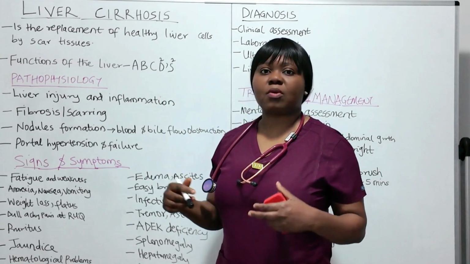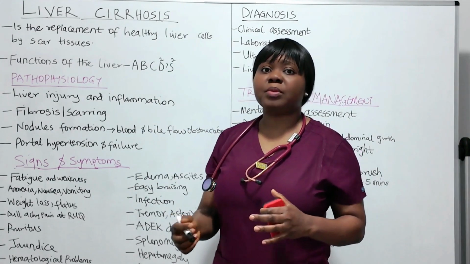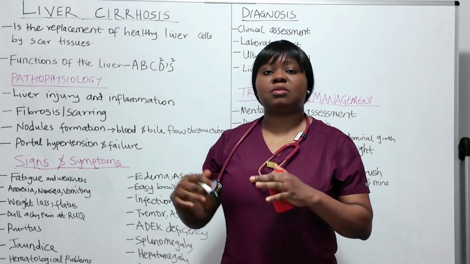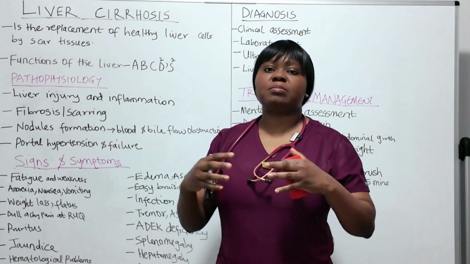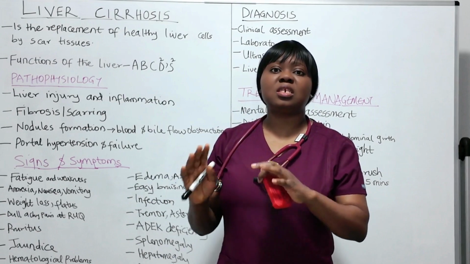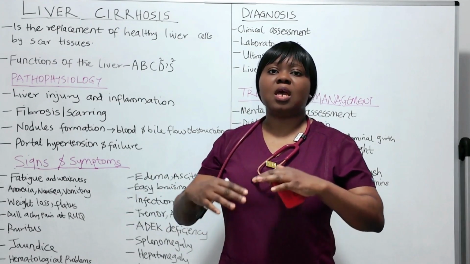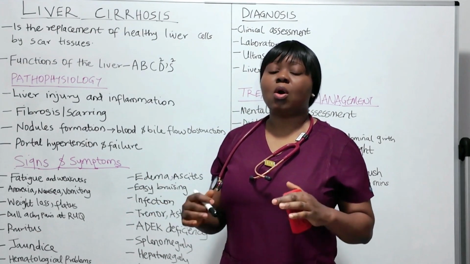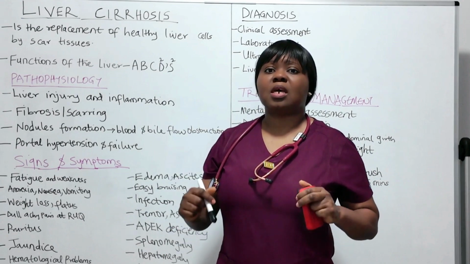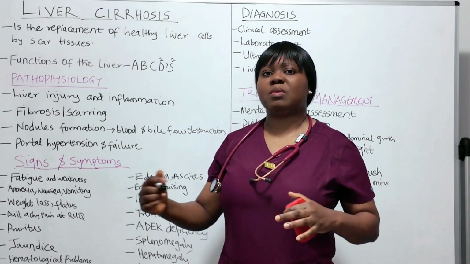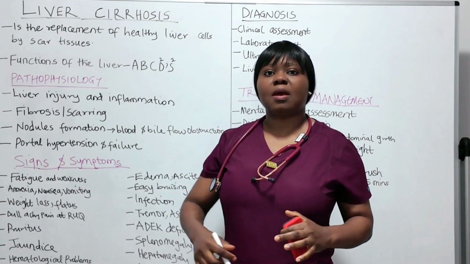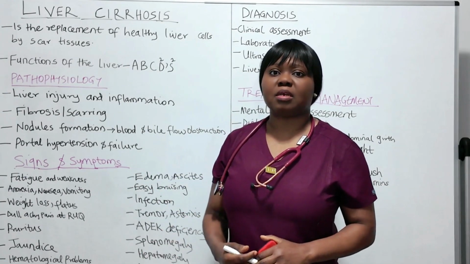The A stands for albumin production. Albumin is a protein. It's found in the plasma. It helps to maintain oncotic pressure. It keeps fluid inside so that it doesn't leak into the interstitial spaces and cause edema. Also, albumin helps in transport of drugs and it helps to bind with calcium. So a patient that has low albumin may suffer hypocalcemia.